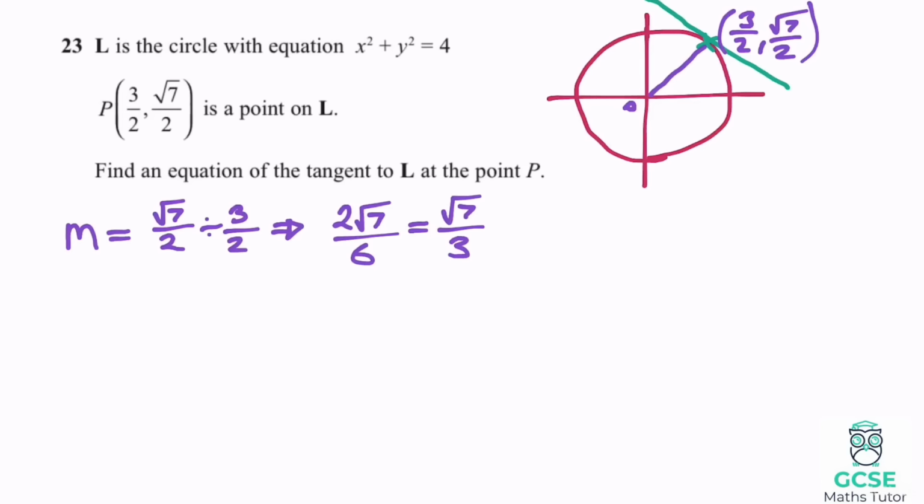Now I want the gradient of the tangent, so I need to do the negative reciprocal. So if I do the negative reciprocal of that, obviously change the sign to negative and flip it over, so negative 3 over root 7. So that's my gradient of my tangent, keeping that all nice and clear.